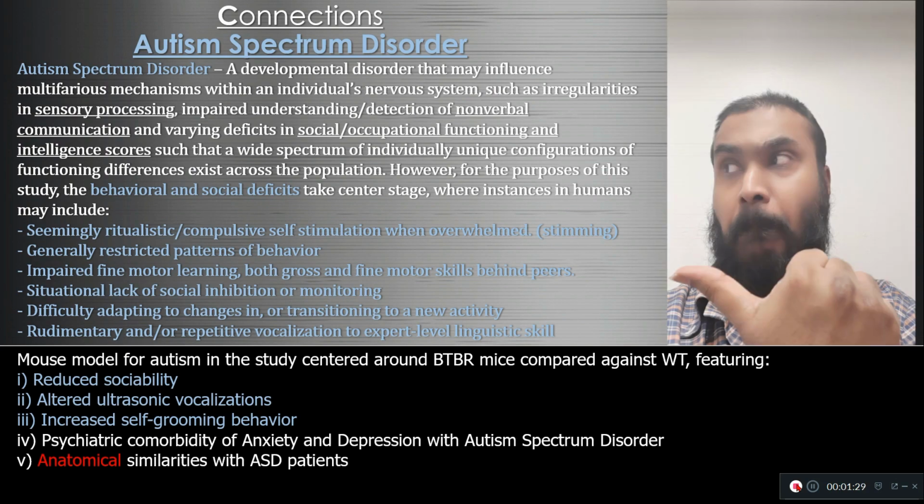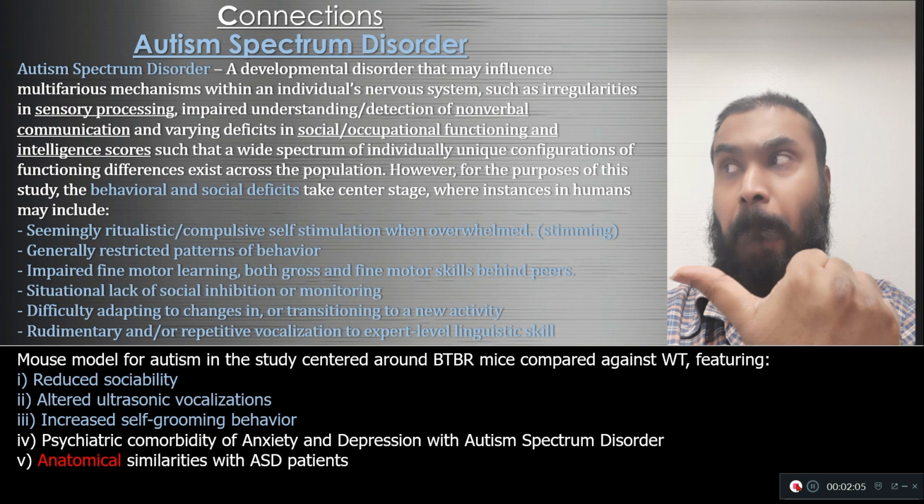So in humans, you may see something called stimming. It's a ritualistic or compulsive seeming self-stimulation activity where someone may move a limb back and forth. They might bob back and forth, they might wiggle around, or they might spin. It's usually in response to some sort of sensory overload or some sort of social overload. You see restricted patterns of behavior.